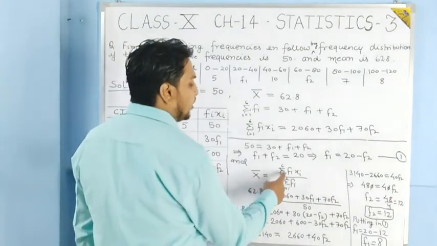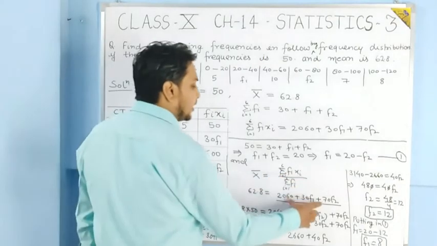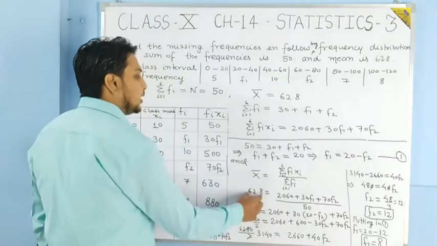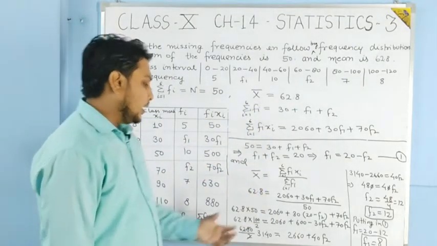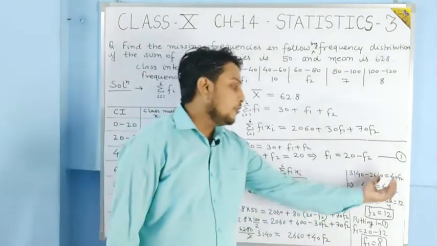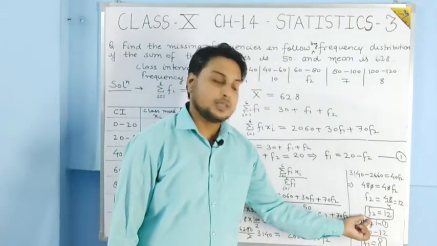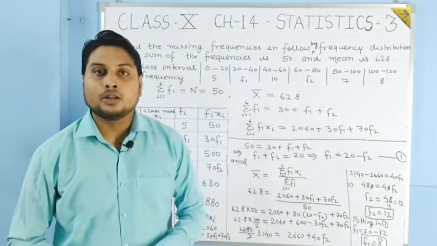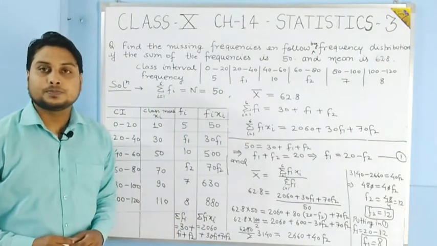x bar is equal to sigma fi xi upon sigma fi. So we have put the value of sigma fi xi and the value of sigma fi, and also it was given in the question that mean is equal to 62.8. So that value also we have put, and after all the calculation we have got the values of the missing frequencies, that is f2 is equal to 12 and f1 is equal to 8. Okay students, so now you can pause the video and note it down.